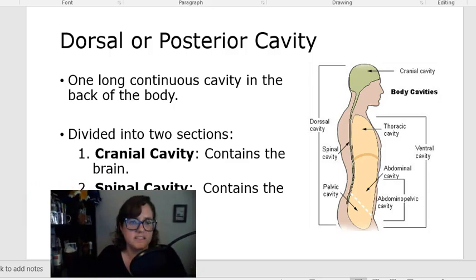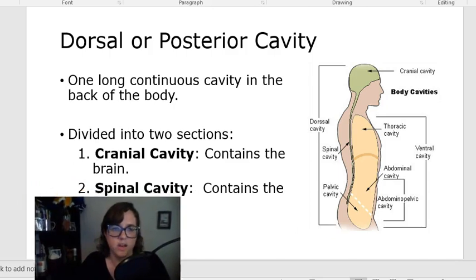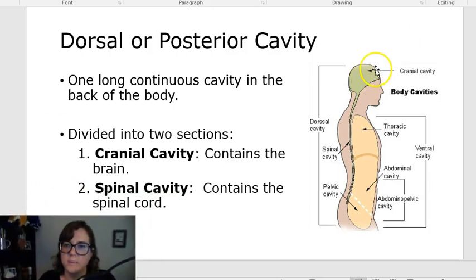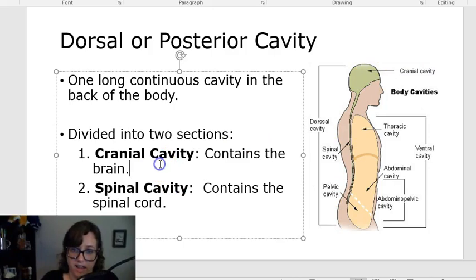The dorsal or posterior cavity is the one that runs from your brain all the way down to the bottom of your spine, and it contains the brain and the spine. It has the cranial cavity. Remember, cranial means head in this case, and it contains the spinal cavity, which is where the spine is. That's it. That's all there is to that one.